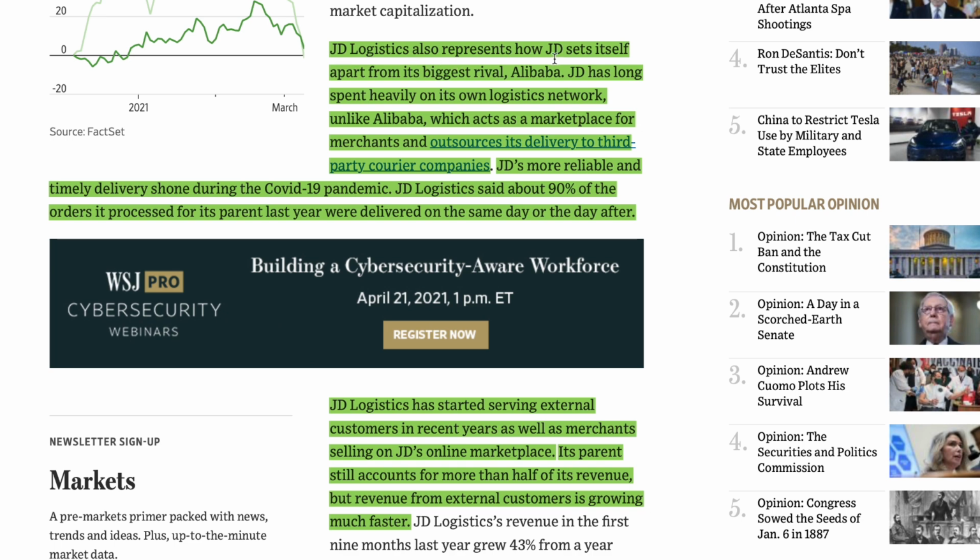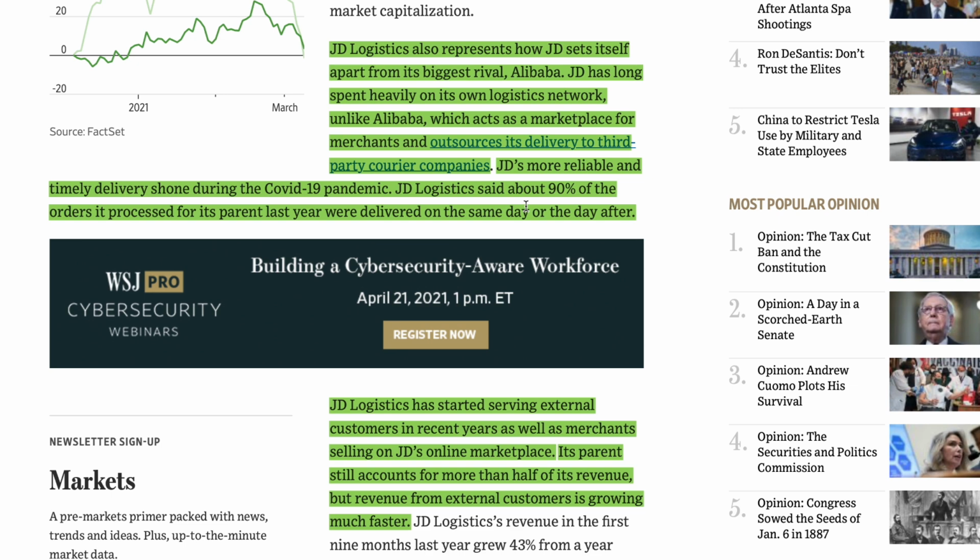This is from the Wall Street Journal. JD Logistics also represents how JD sets itself apart from its biggest rival, Alibaba. JD has long spent heavily on its own logistics network, unlike Alibaba, which acts as a marketplace for merchants and outsources its delivery to third-party courier companies. JD's more reliable and timely delivery was shown during the COVID-19 pandemic.